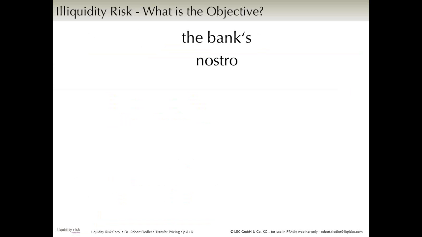Okay, so what's the objective? We think of the bank's nostro as the single point where the bank interacts, in terms of cash flows or payments, with the rest of the world.